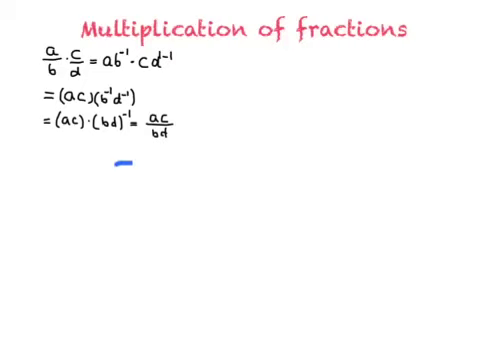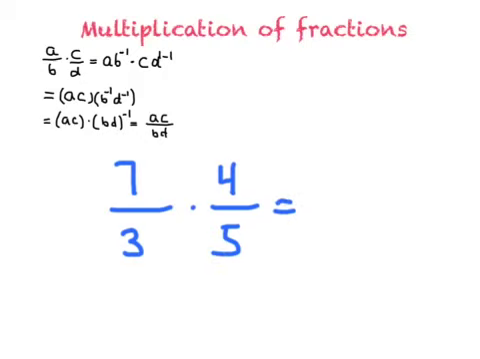How about we start with 7 over 3 times 4 over 5. So we multiply the numerators. 7 times 4 is 28. And if we multiply the denominators, 3 times 5 is 15. And that's how it works. With numbers or symbols, it's always the same.